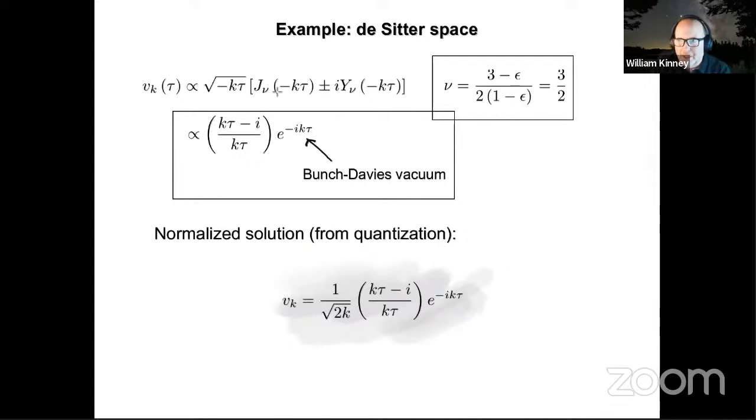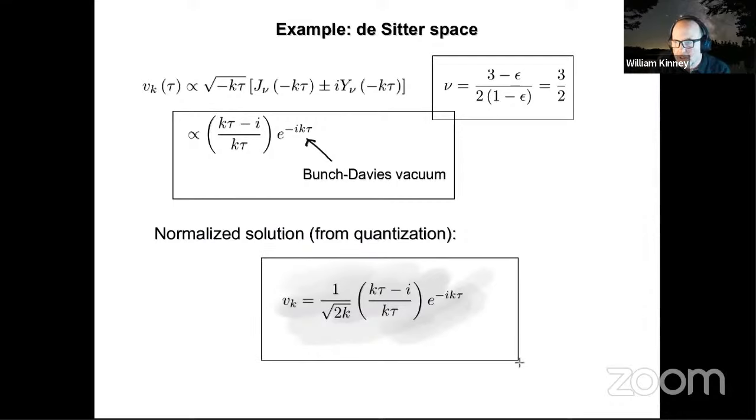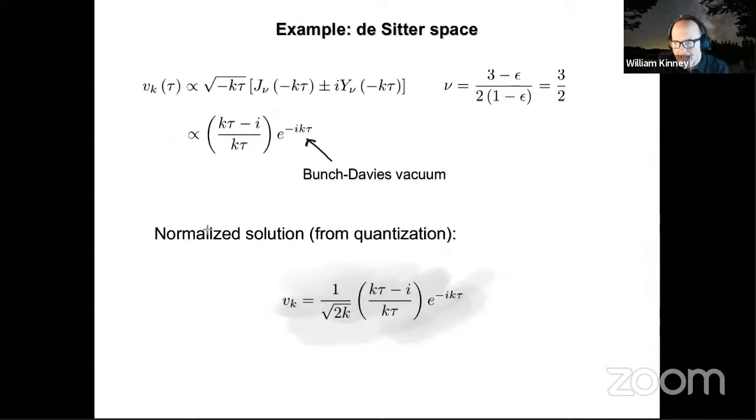It turns out that a 3/2 Hankel function is an e to the minus ik tau multiplied by this term. If I apply canonical quantization to this, it's straightforward to show that the fully normalized wave function looks exactly like that. So this is just a short wavelength mode function multiplied by long wavelength modifications that are a result of the time dependence of the background. So this is a non-Minkowski solution, but it asymptotes to a Minkowski solution at short wavelength.